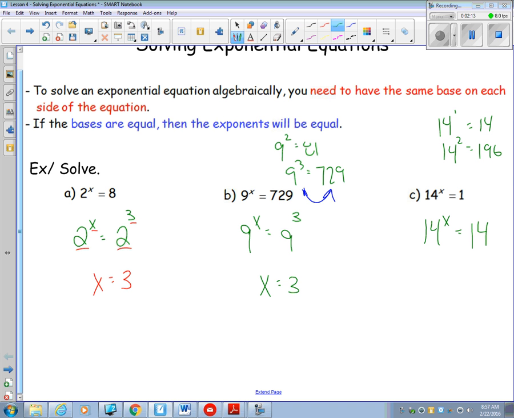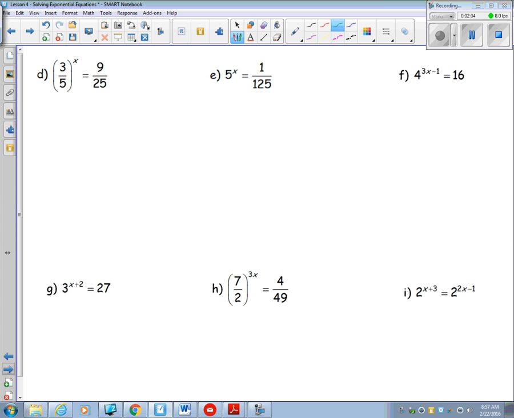If you remember one of our trick questions, one of our exponent rules, anything to the power of 0 always comes out to 1. And again, because my bases are the same, my exponents have to be the same. In other words, x has to be 0. And our key here is if I can make both sides have the same base, then I can solve their exponents. And we'll try a couple other ones.